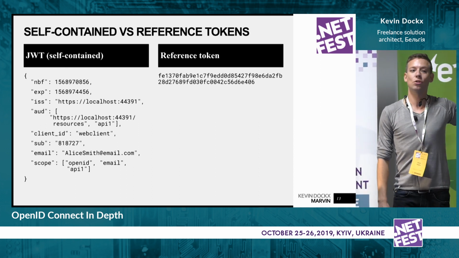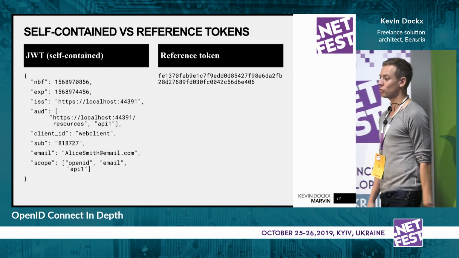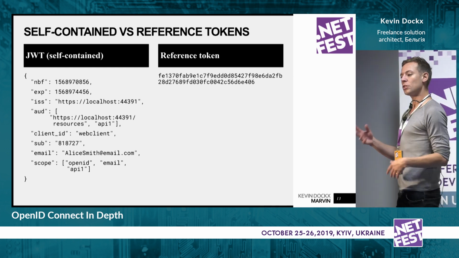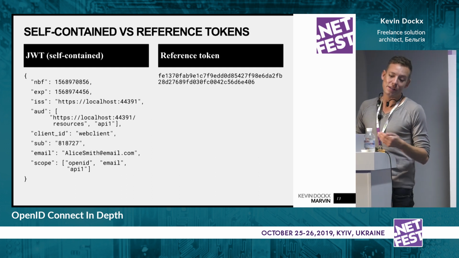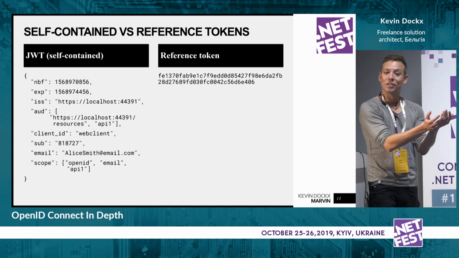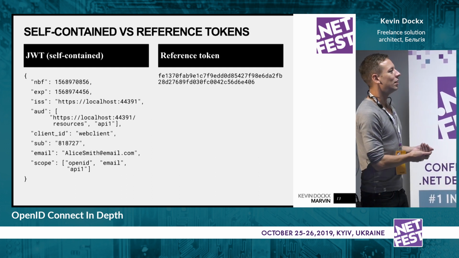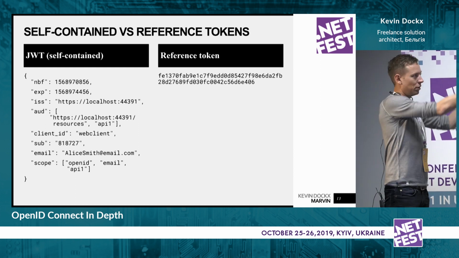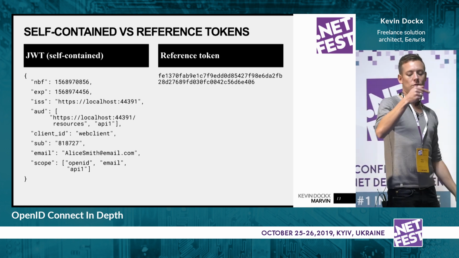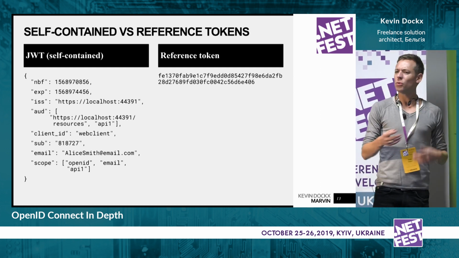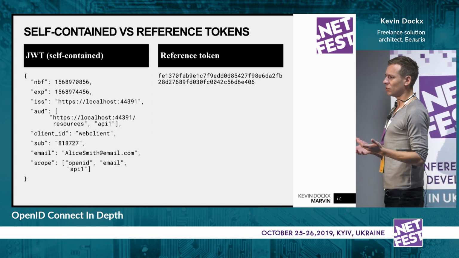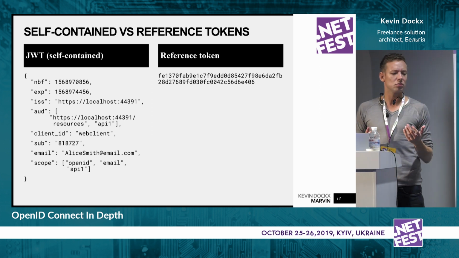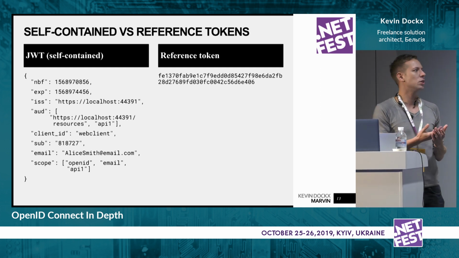So pretty sure you know what's on the left. You're used to that then. A reference token is nothing more than a reference to the actual contents of what you see on the left. So, as the name implies, it refers to the content stored at the level of the identity provider. Now, why would you do that? Well, let's have a look at what that self-contained token actually is.